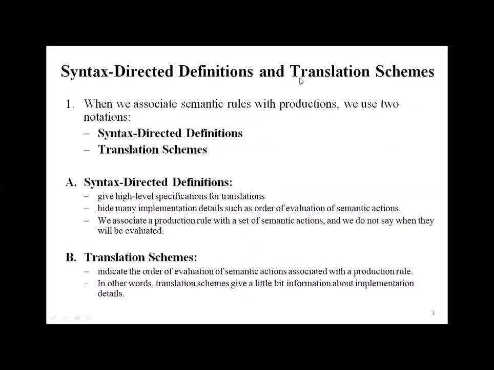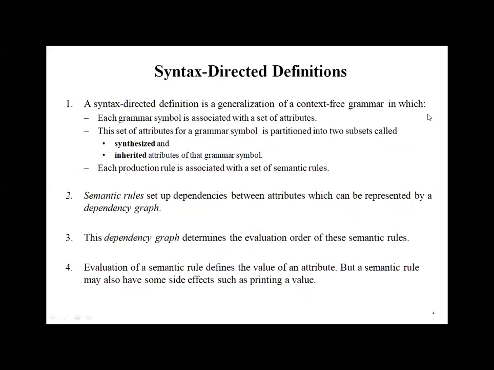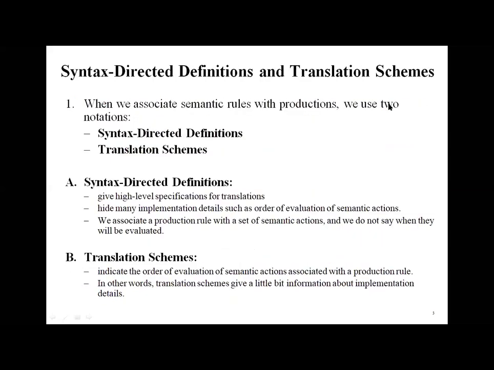Now, there are two schemes: the syntax directed definition and the syntax directed translation scheme. One is called the definition, another is called the translation. These two are required for any grammar to make semantic rules. Syntax directed definition gives a high level specification for translation and hides many implementation details such as the order of evaluation of semantic actions. We associate production rules with a set of semantic actions, and we do not say when they will be evaluated.